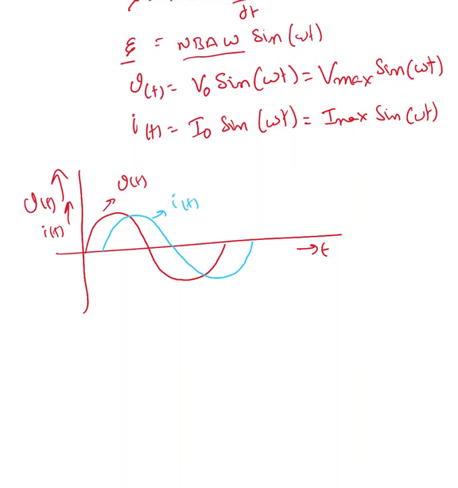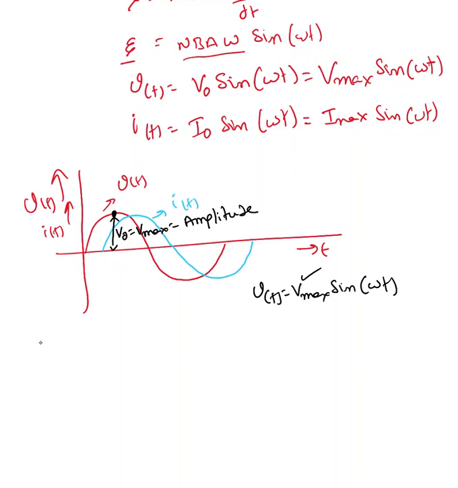Now we know that V of t equals V max sine omega t. What is V maximum? The maximum value in that waveform. So here that's V max. We also call it V naught, also V max, also amplitude. Amplitude is nothing but the maximum value.